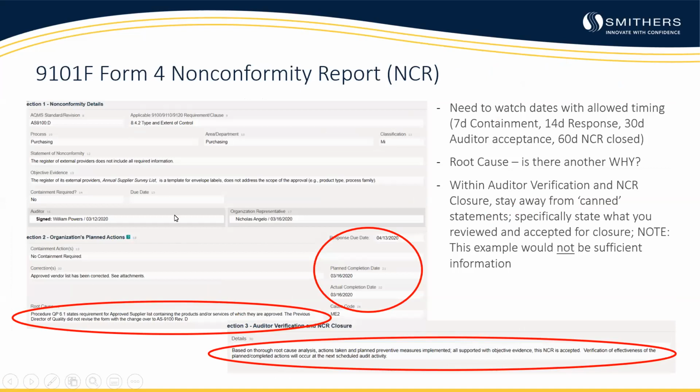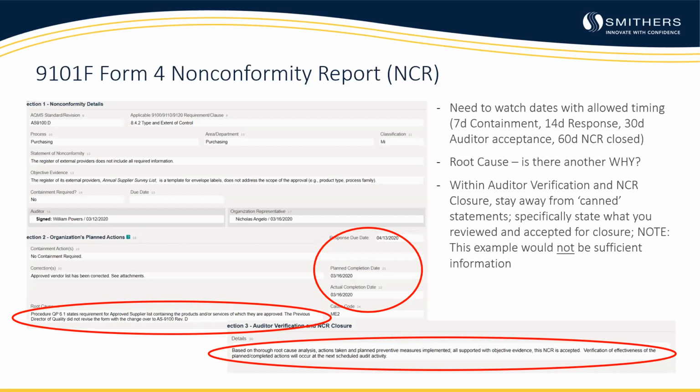So moving on to the nonconformity report. So very important with the nonconformity report, we continue to have some date issues. So we need to watch our dates. The same requirements apply that have remained in effect with the NCR report. That's 7-day containment, 14-day response, 30-day acceptance by the auditor, and 60 days NCR close. So those dates should follow that timing. We have had cases where timing is missed, and it's important that we're following that appropriately.